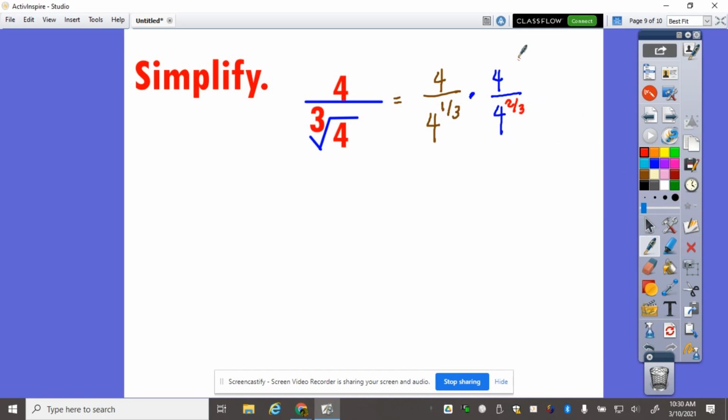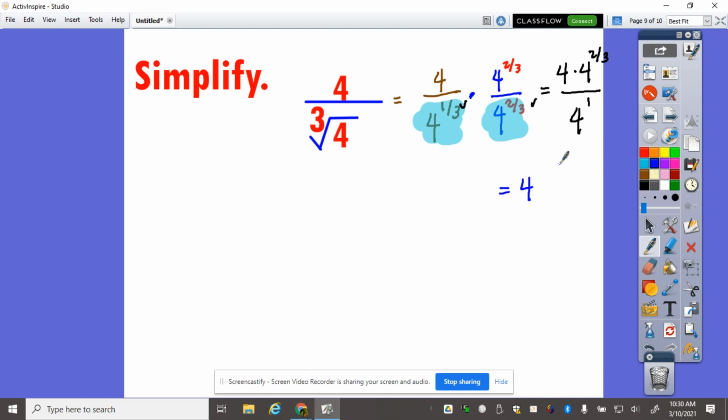Why 2/3? Because what do we do with the bases? We multiply them, but what do we do with the exponents? We add them. What's 1/3 plus 2/3? 1/3 plus 2/3 is equal to 3 over 3, or just 1. That gets rid of our radical sign in the denominator. So therefore, the answer now will be 4 times 4 to the 2/3. But obviously, we don't stop there.